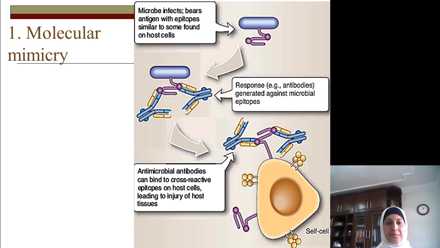Starting with the first mechanism by which an infection can induce an autoimmune reaction, molecular mimicry. In molecular mimicry, this is a pathogen, and this is the antigen presented by the pathogen that interacted with antibodies. So we have antibodies that can react with this pathogen antigen here.